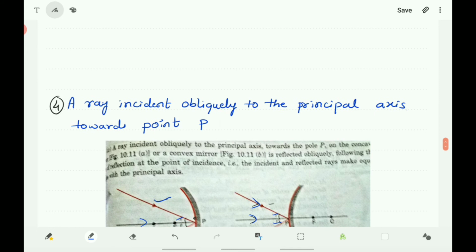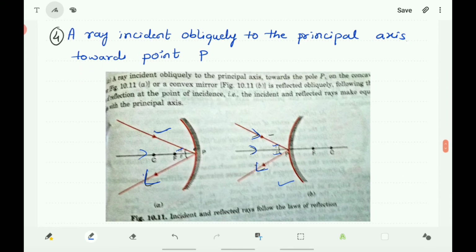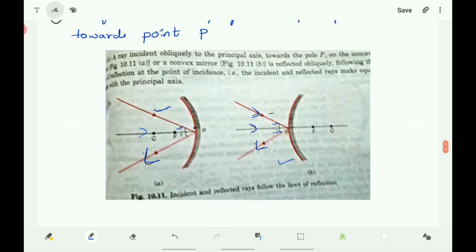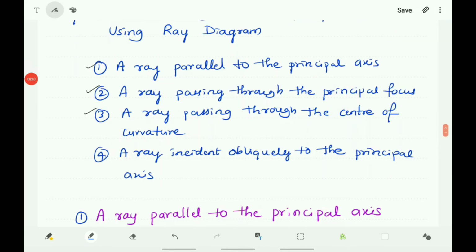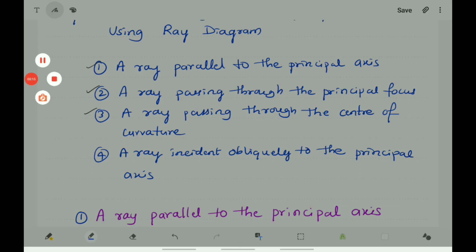And a ray incident obliquely to the principal axis towards point P reflects obliquely. These are the reflections of the four rays. In all the four cases, laws of reflection are followed. At the point of incidence, the incident ray is reflected in such a way that the angle of reflection equals the angle of incidence.